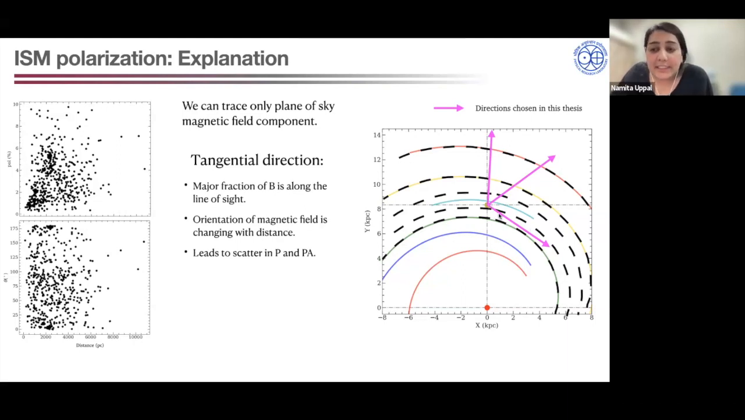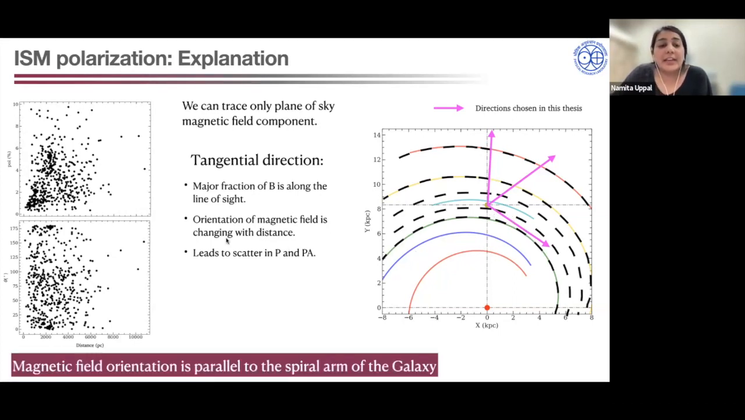That is why with increase in the distance, the orientation of the magnetic field is changing, and hence we are getting a large scatter in the polarization angle. We are still working on this to test whether this is actually the case. But more or less we are confident that the magnetic field is oriented parallel to the spiral arm of the galaxy. Only that we are seeing this kind of high scattering in the polarization towards the tangential direction as compared to the anti-center direction, when it is perpendicular to the line of sight.